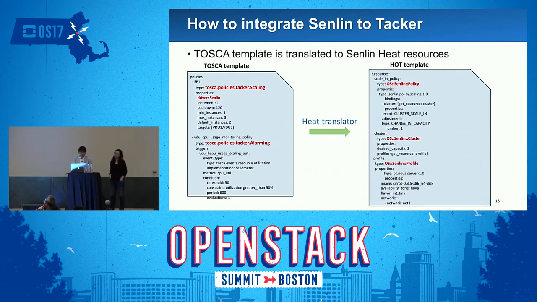Okay, let's see how to translate the template. You can see this template is a little different from the original one, and we add a new property, driver, to the properties. If the driver is Heat, the Tacker scaling policy and the Tacker alarming policy will be translated to Heat scaling group and scaling policy. But if the driver is Senlin, the two policies will be translated to Senlin resources, to Senlin policy, Senlin cluster, and Senlin profile, as part of the template.